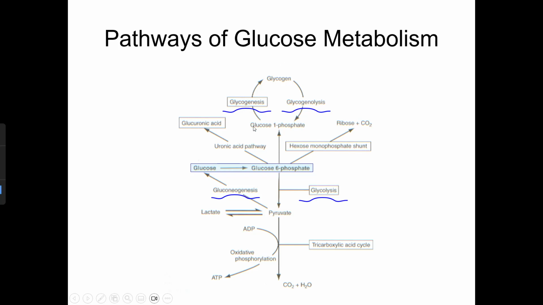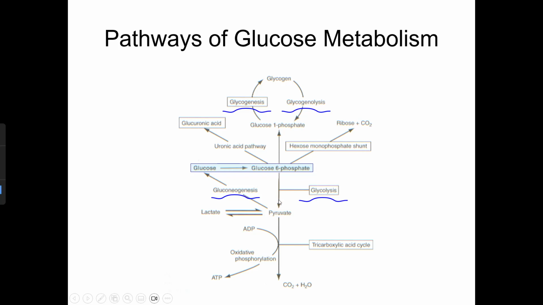We can continue down on this pathway here. So glucose can be converted to glucose 6-phosphate. Glucose 6-phosphate can then be converted to glucose 1-phosphate, and that's how we get glycogen. But glucose 6-phosphate can also go through the uronic acid pathway to produce glucuronic acid, or the hexose monophosphate shunt to produce ribose and CO2.